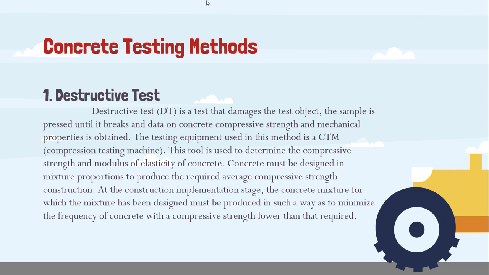Concrete must be designed in mixture proportion to produce the required compressive strength of construction. At the construction implementation stage, the concrete mixture for which the mixture has been designed must be produced in such a way as to minimize the frequency of concrete with a compressive strength lower than that required.